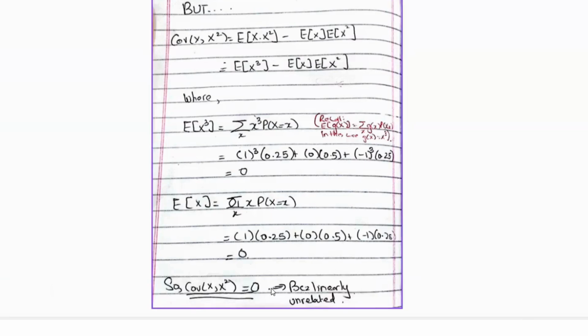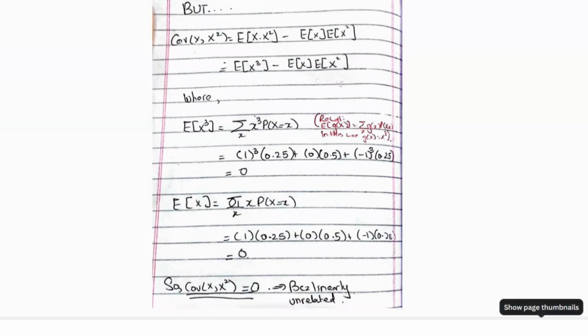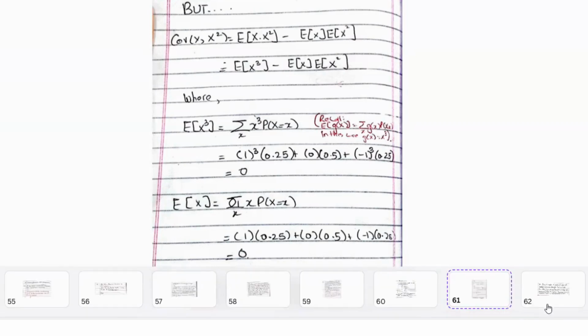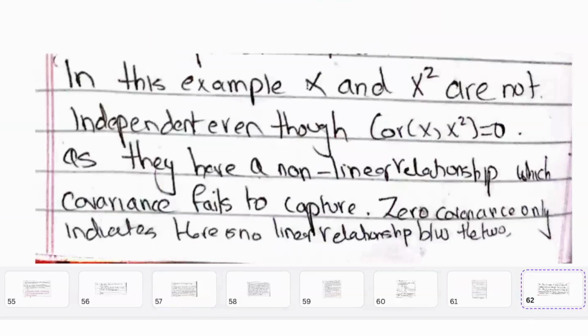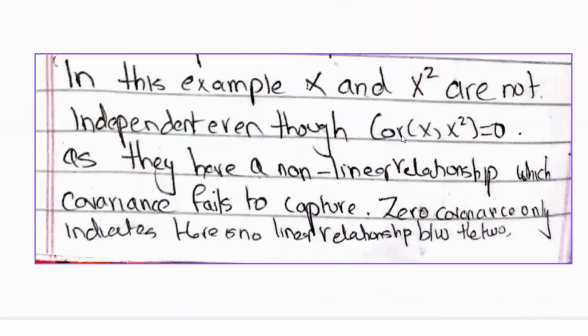And the reason it's 0 is because they're not linearly related, right? Zero covariance measures only linear relationship. And because x and x square are not linearly related, x square is the squared value of x, it's not a linear relationship between x and x square. So naturally, the covariance will turn out to be 0. So the reason the covariance is 0 here is because we know x and x square do not have a linear relationship, and covariance only measures linear relationship. If there's no linear relationship, covariance will be 0. So in this example, x and x square are not independent. They're clearly dependent, even though covariance is 0.